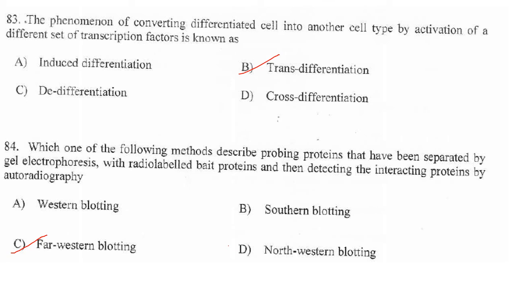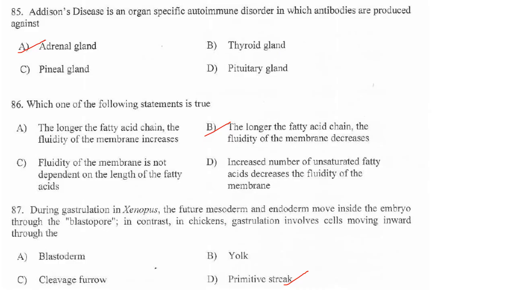Then another point is, western blotting is used for detection of certain proteins, whereas far western blotting is employed to detect protein-protein interaction. So based on this question, the answer is option C, that is far western blotting. Then Addison's disease is an organ-specific autoimmune disorder in which antibodies are produced against the adrenal gland. Answer is option A. Then which of the following statement is true?